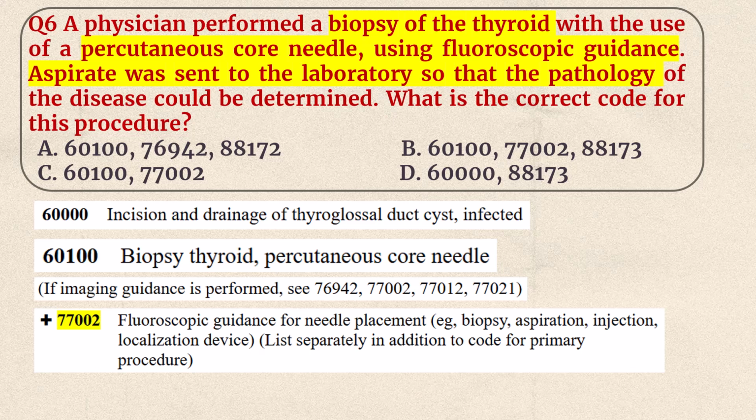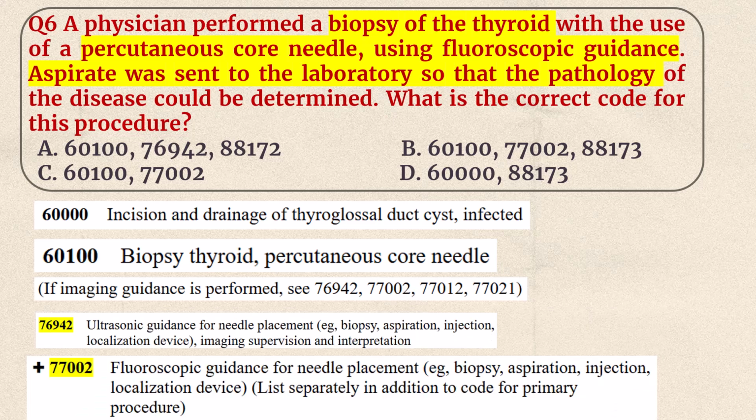That is not the case here. Here we have done the biopsy. 60100 is biopsy thyroid percutaneous core needle. So that is the case. Here you can see biopsy of the thyroid percutaneous core needle. But here an additional thing, that is using fluoroscopic guidance. So this code is not mentioning the fluoroscopic guidance. But the additional note of the code says if imaging guidance is performed, see 76000 codes and 77000 codes.